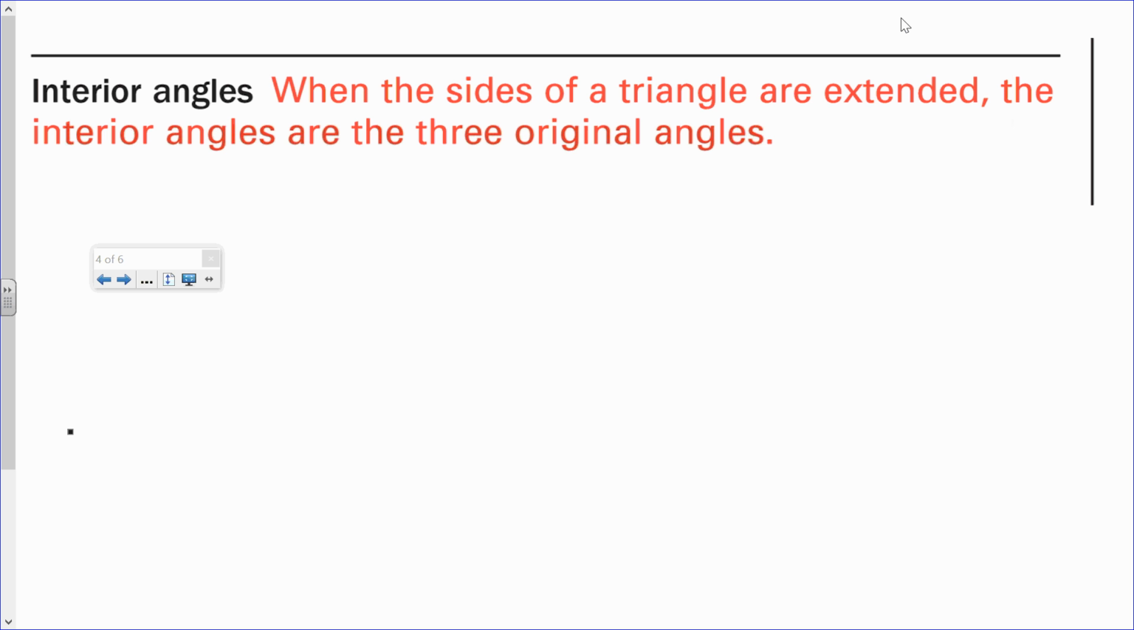Interior angles. When the sides of a triangle are extended, the interior angles are the three original angles. We're just going to fill in the blank on one thing right after this. It's not a word. It's a fill in the blank. When the sides of a triangle are extended, the interior angles are the three original angles.